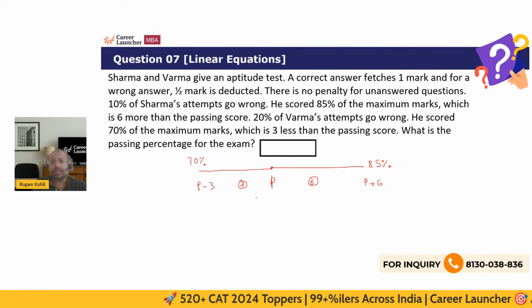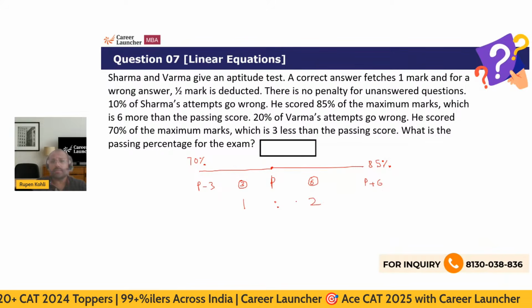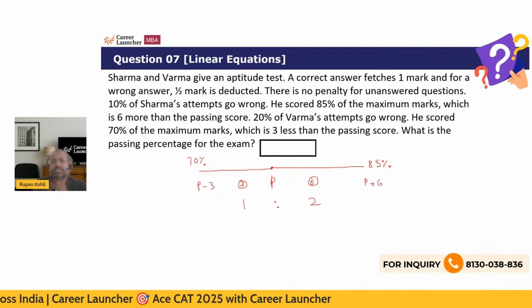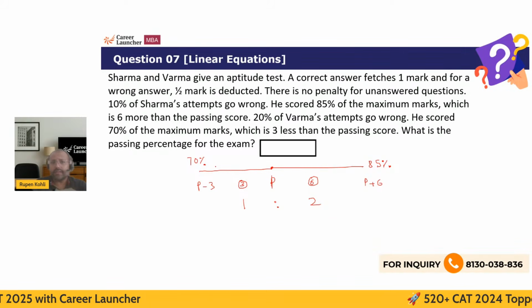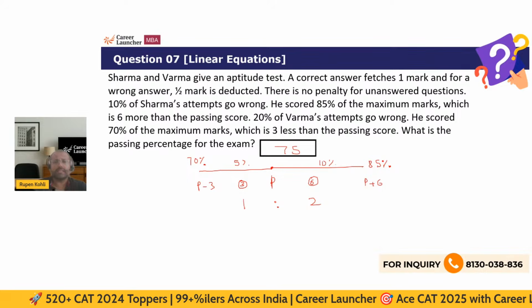So the gap in marks, which is in the ratio of 1 is to 2, 3 and 6 marks, should also be the gap in terms of the percentage. So this gap of percentages between 70% and 85%, which is 15%, will be split in the ratio of 1 is to 2. So this should be a 5% difference, this should be a 10% difference, or simply 70 plus 5, 75% is the passing percentage for the exam. That's it. It's a 1 minute question.